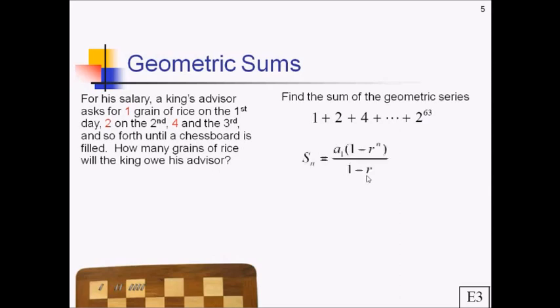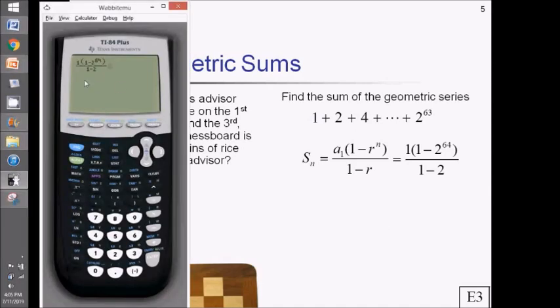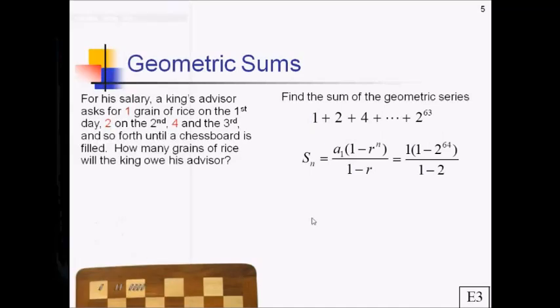All right, so there's our formula for the sum of a geometric series again. We've got our first term of 1. Common ratio in this case we said was 2 because we're doubling each time. And n in this case is going to be 64 for the 64 squares on the chessboard. So plug in all that in. Let's see what that comes out to on the calculator. And the calculator says about 1.845 times 10 to the 19th power.